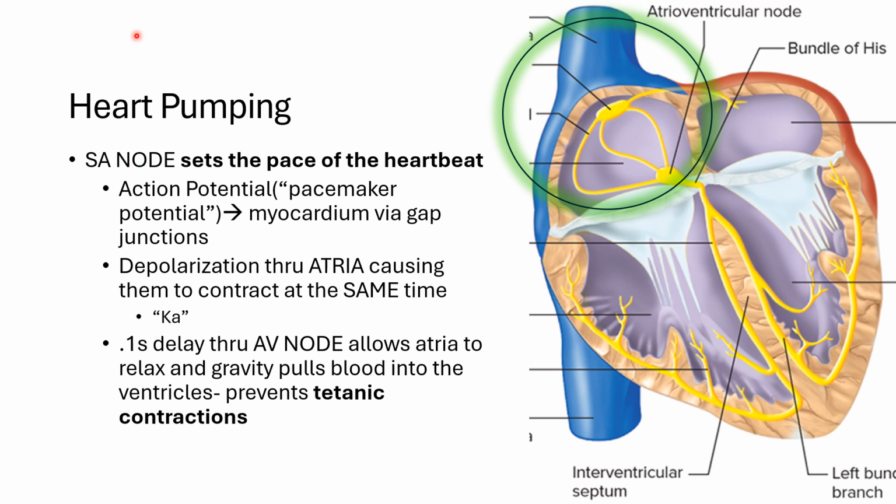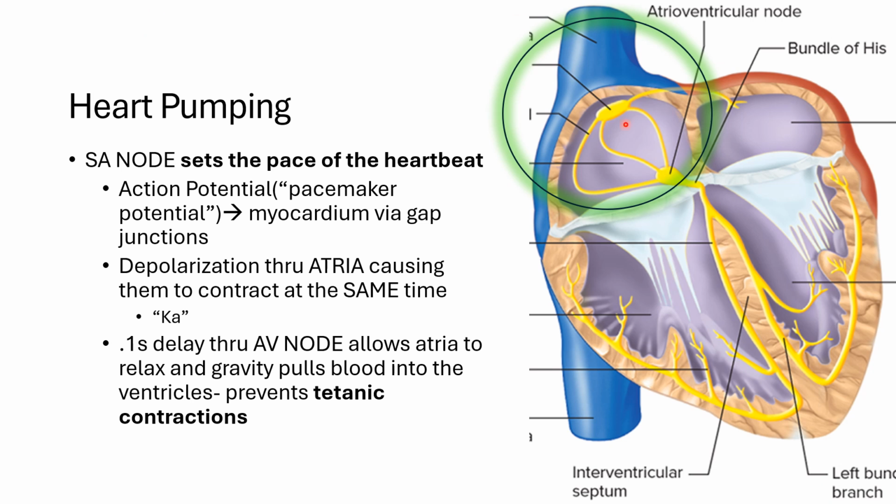Heart pumping. Hopefully this is review, so we'll go through this pretty quickly. The SA node sets the pace of the heartbeat. The action potential goes through the myocardium via gap junctions. Depolarization through the atria causes them to contract at the same time. That's the K sound. There is a 0.1 second delay through the AV node.